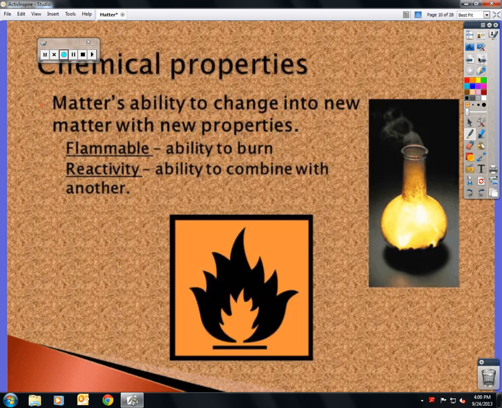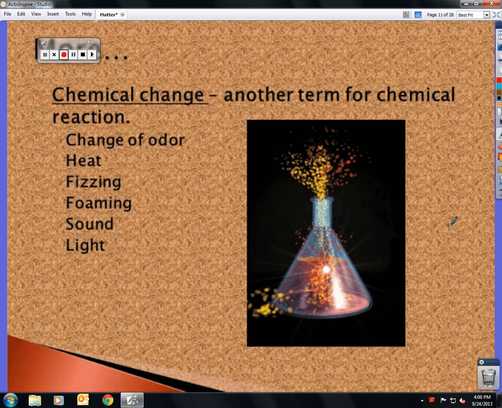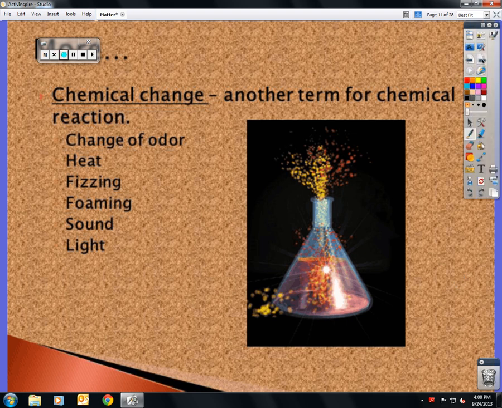Alright, matter's ability to change into a new substance with whole new properties are called chemical properties. Examples being flammable, can it burn? Reactivity, does it explode or combine with another element or compound? A chemical change is another word for, or term for, chemical reaction. These are the ways that you can tell a chemical reaction has taken place. Change of odor, heat, fizzing, foaming, sound, light.